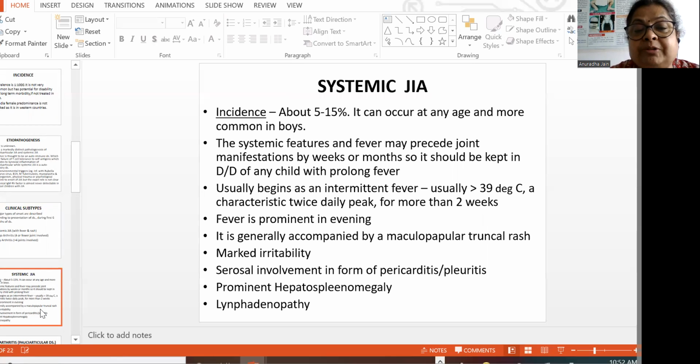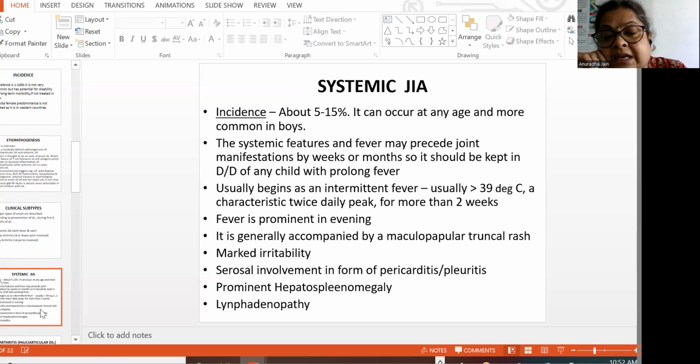First I will teach you about systemic JIA. Incidence is about 5 to 15%. It can occur at any age and is more common in boys. Systemic features and fever may precede the joint manifestation by weeks or months. So it should be taken into the differential diagnosis of a child coming with prolonged fever. You should always keep systemic JIA in the differential diagnosis. The child may not have joint pain at that time, but may develop it later on.